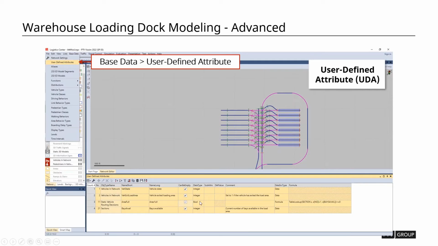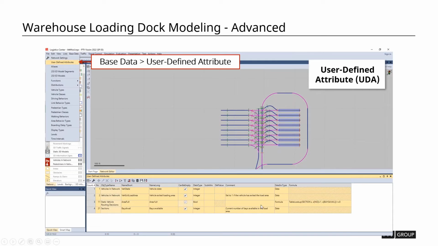The third one is area full, which is Boolean. It gives all the vehicles an idea whether this loading dock area is full and not able to accommodate one more truck. That is being done by using table lookup here, and I'm going to talk about more details in later slides. The last one here is bays available, and as you can see, this is an integer. This is the attribute that holds the information on how many bays are open and available, which we're going to talk about in a bit.